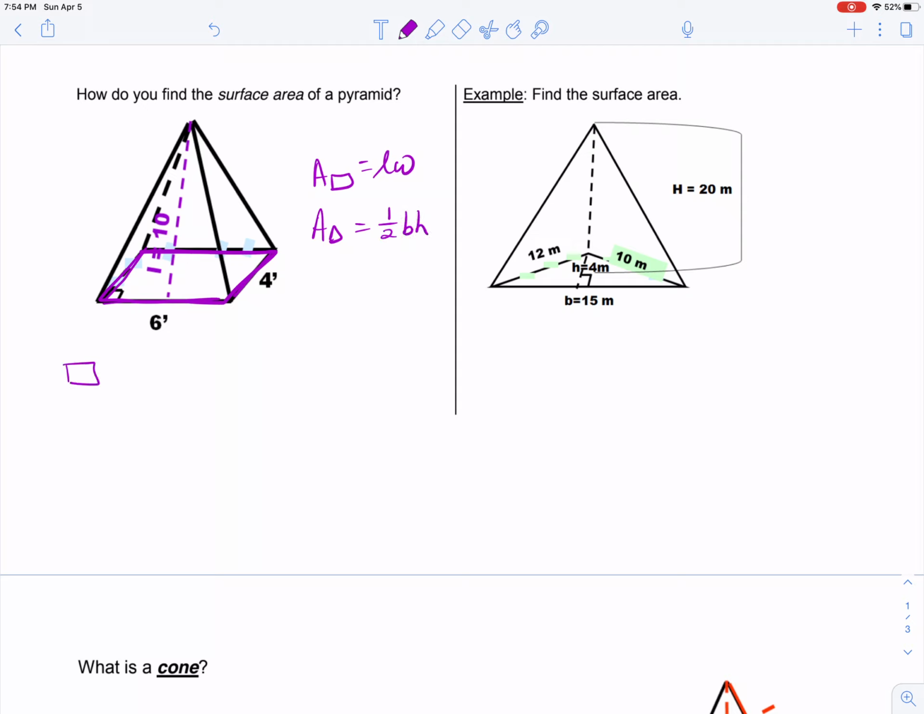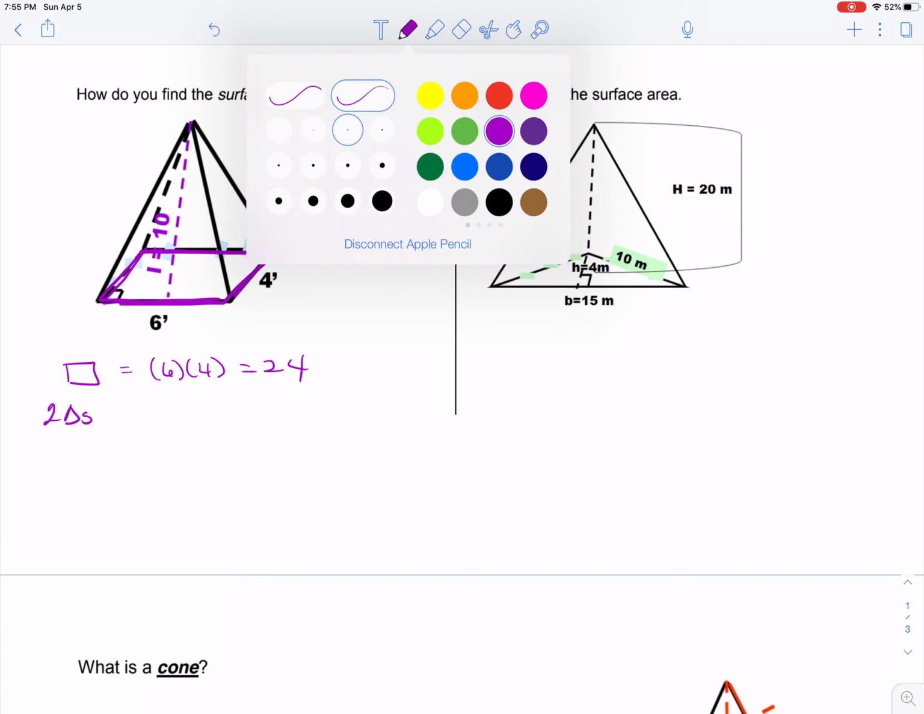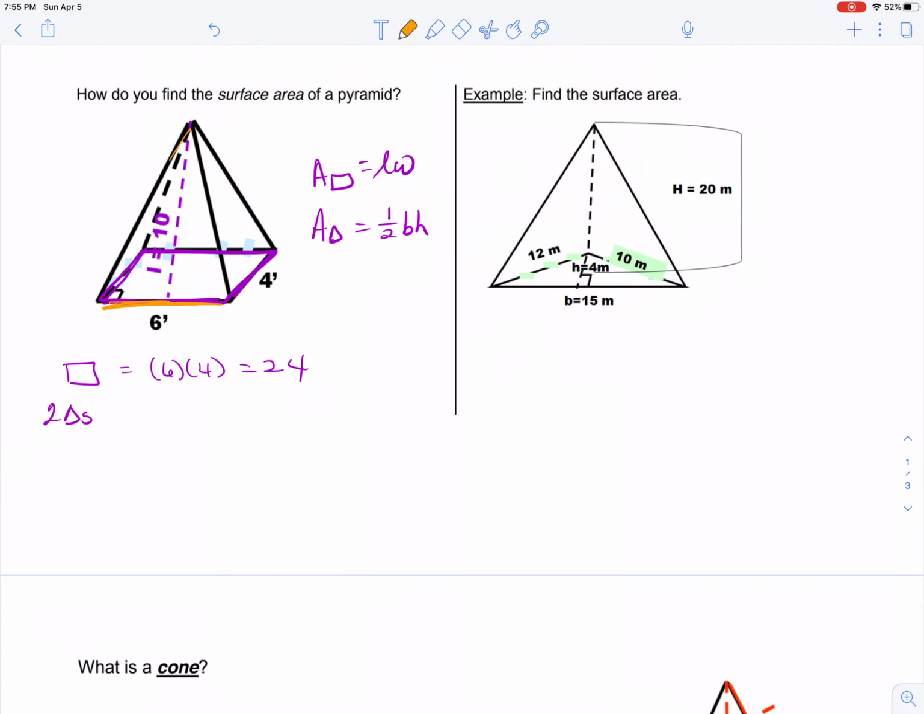So for the rectangle, length times width, I'm going to do 6 times the 4 and get 24. For 2 triangles, I'll use a different color here, this triangle in the front and the one in the back with the opposite side of the rectangle as the base, both have a base of 6, and the height of those triangles is not the same as the height of the pyramid, which I don't give you. It's the slant height.